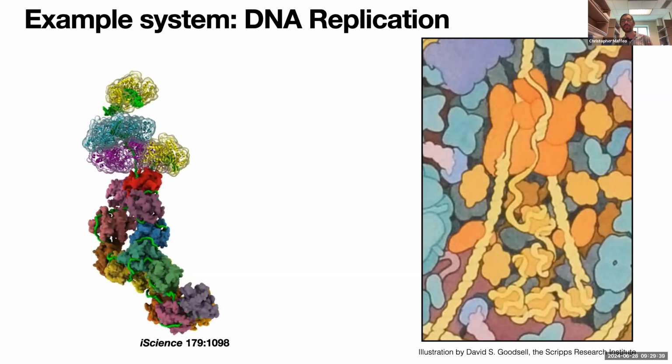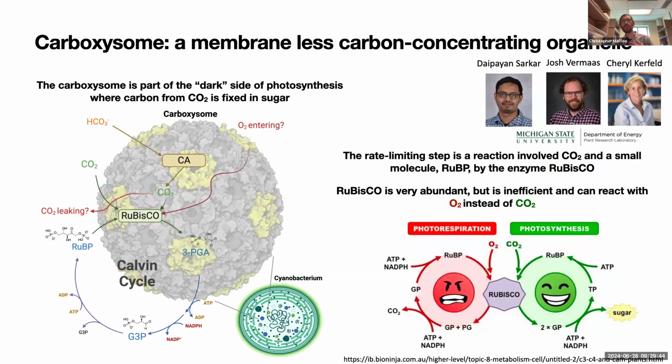The next system I want to talk about is a carboxysome, which is a study led by Day5 with Josh Vermaas's group, and we also have the experimental collaborator Cheryl Kerfeld, both at Michigan State University. So the carboxysome is this membraneless organelle that's part of the dark part of photosynthesis. It's not light dependent, but this is how leaves fix carbon dioxide into sugar.